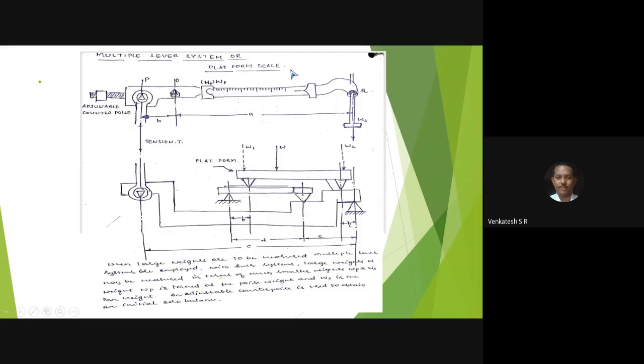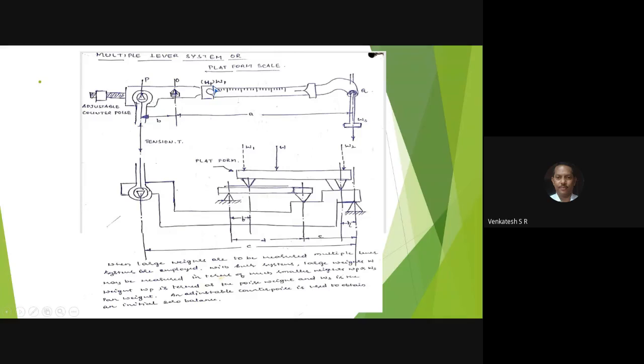So one thing to learn properly is the platform scale. This is very, very important. Almost every question paper has this question in the examination. First, come to the point. There will be a beam like this. After that, there will be a counterpoise moving poise weight.